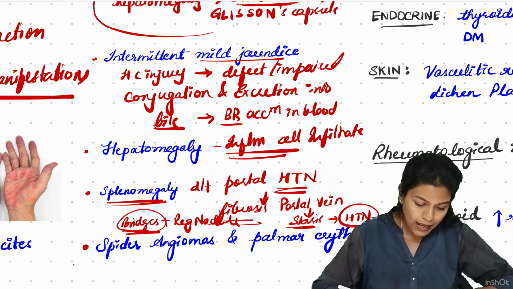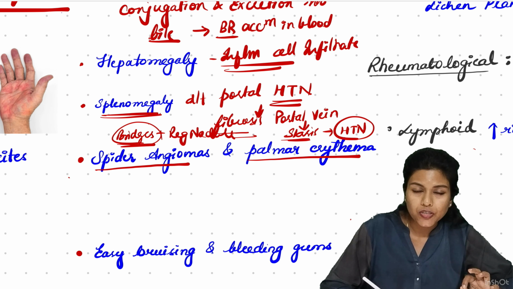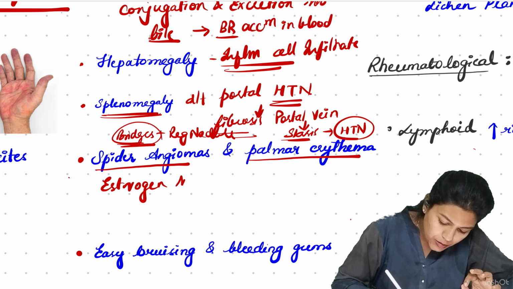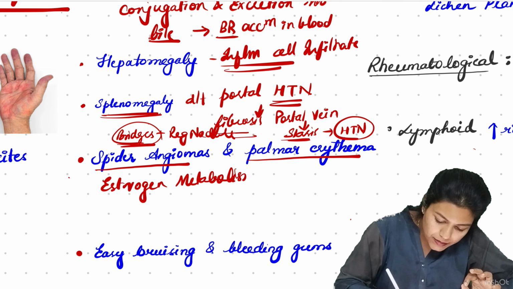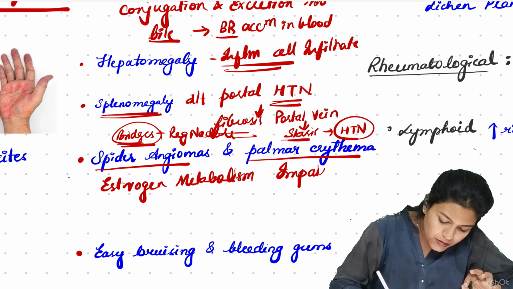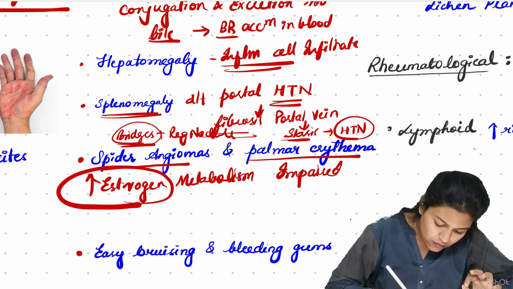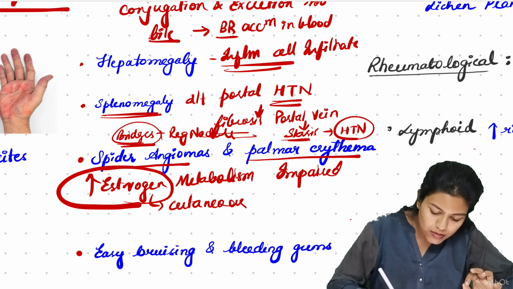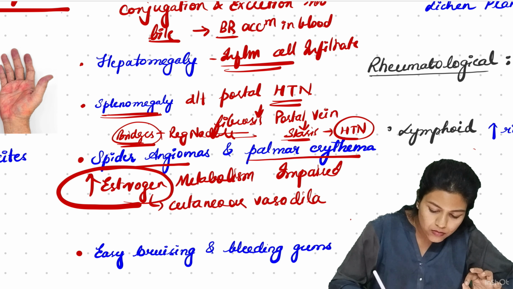And there are spider angiomas and palmar erythema. So there is hepatic dysfunction, chronic viral hepatitis. The function of the liver goes down. The function of the liver is to metabolize estrogen also. So the estrogen metabolism is impaired, because of which there is a rise of estrogen, which will cause cutaneous vasodilatation, and that is responsible for the spider angiomas.